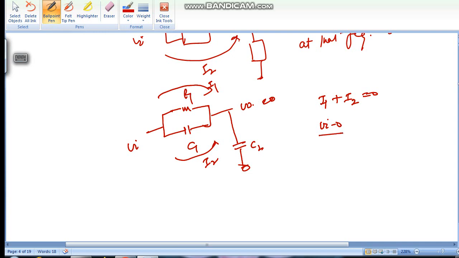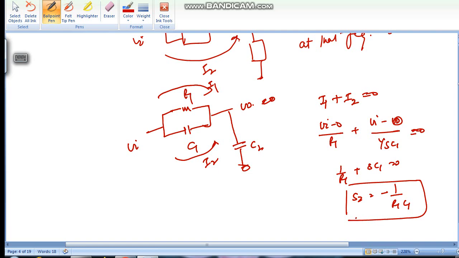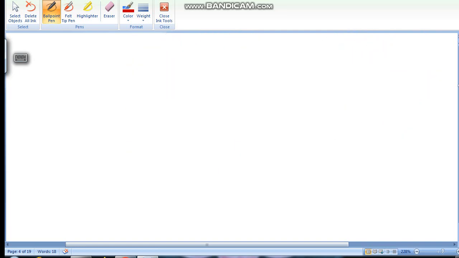So (VI minus VO), VI minus 0, output is 0, divided by R1, plus (VI minus VO), VO is 0, divided by 1 by SC1 equals 0. So VI is common, cancel, so 1 by R1 plus SC1 equals 0, SZ equals minus 1 by R1 C1. So this is the zero frequency. Let's take two more examples.